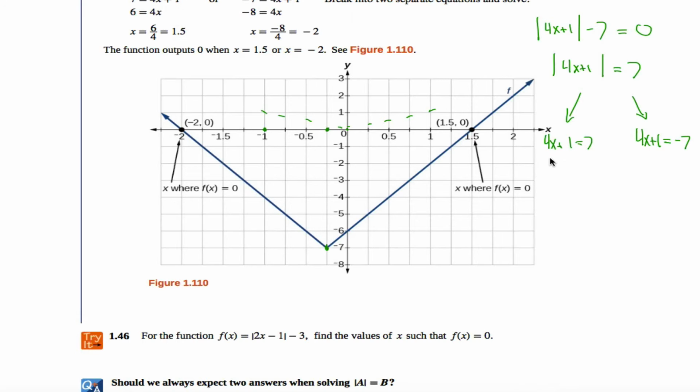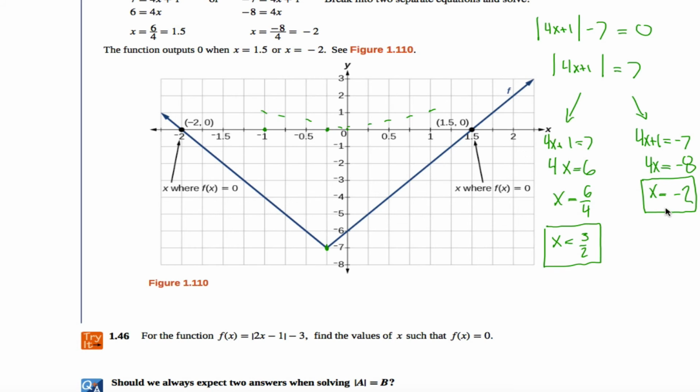So over here I'd subtract 1 from both sides of the equation. And then I divide both sides by 4, and 6/4 is the same as 3/2. So I'd come up with 3/2 as my solution. And over here I subtract 1 from both sides of the equation and divide by 4 and get negative 2 as a solution.